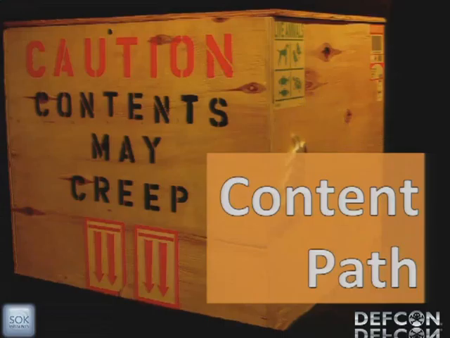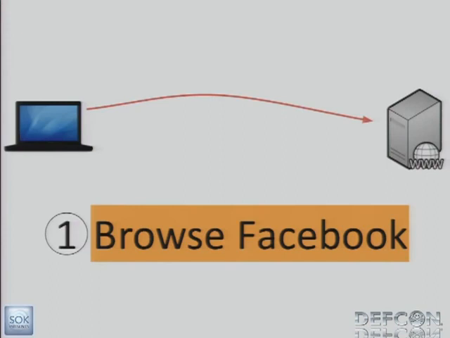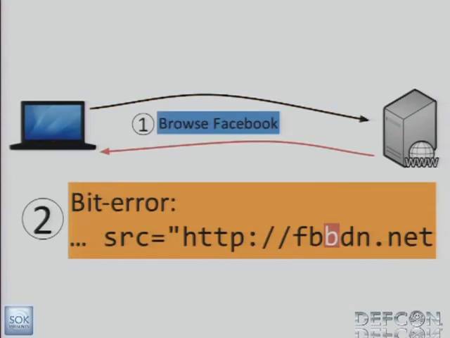Now, on to bit errors in the content path. The content path is the Farmville type bit errors. So you're somebody browsing something like Facebook. A bit error happens somewhere in the extensive Facebook memory caching infrastructure. And let's say it's for a JavaScript you're about to pull from it. And the domain changes from fbcdn.net to fbbdn.net.